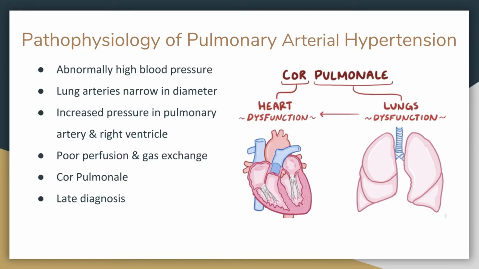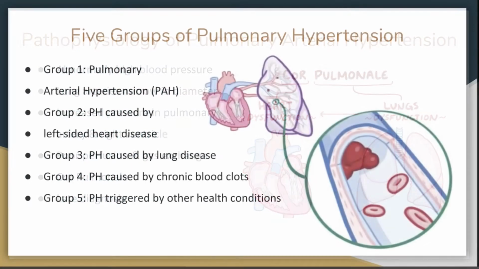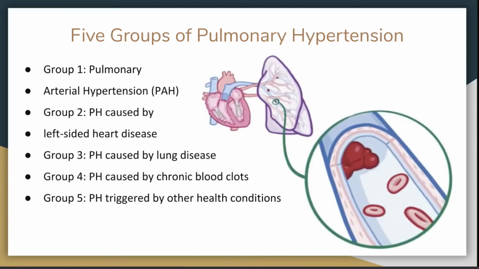Unfortunately, due to the commonality of these symptoms, patients do not receive a diagnosis until late in the disease process. By the time this late diagnosis occurs, the heart and lungs have already sustained significant damage. The next thing we will be discussing is the 5 groups of pulmonary hypertension.